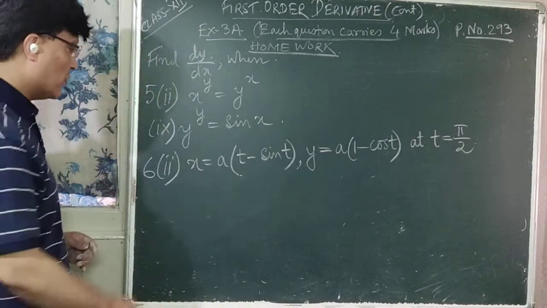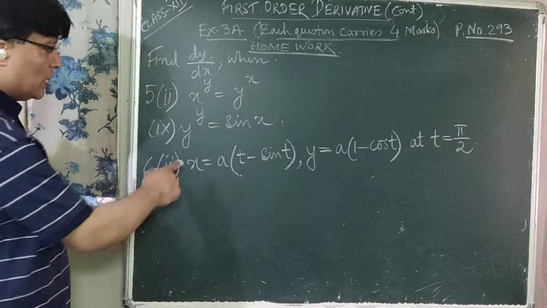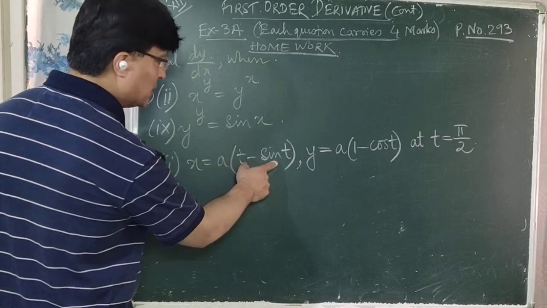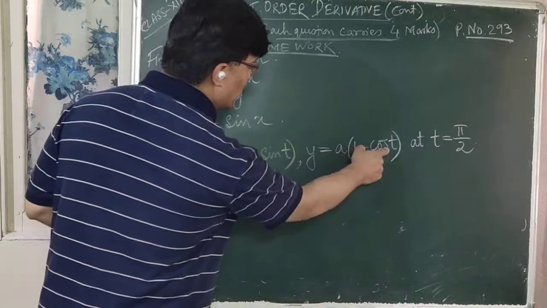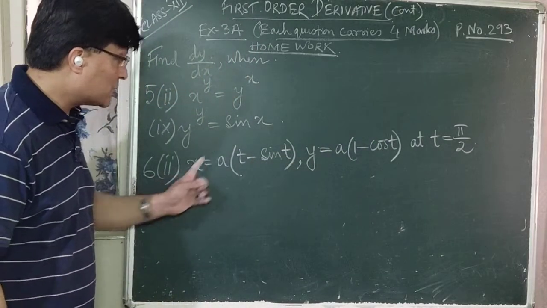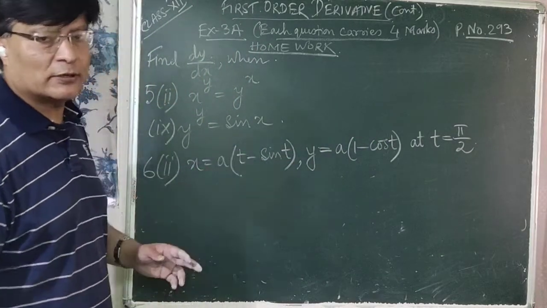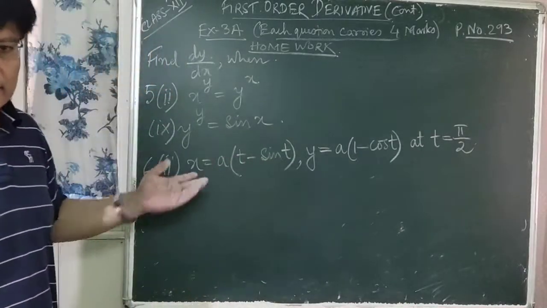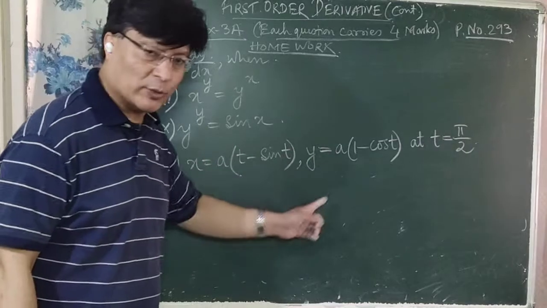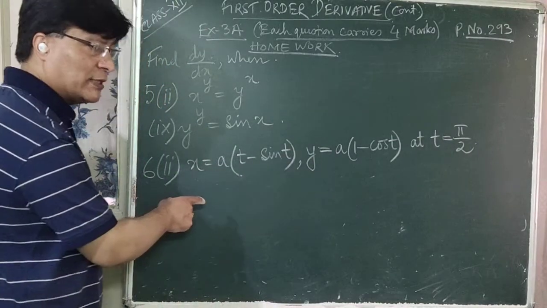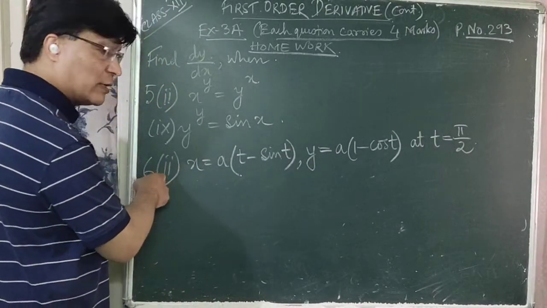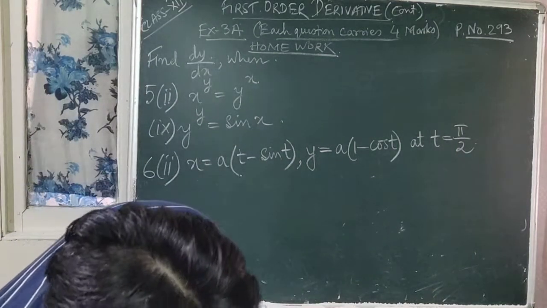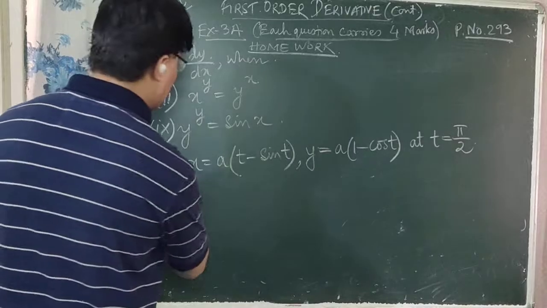Okay. Now for 6 number 2, it is the parametric equation given. That is x is equal to a into t minus sin t, y is equal to a within bracket 1 minus cos t. So these x and y are expressed in terms of a third variable t. So here a is a constant, here t is a parameter. So this is a parametric equation. First you get the value for dy by dx, as we have done in problem number 6.4. In 6.4 also we did it, isn't it? It is same as problem number 6.4.